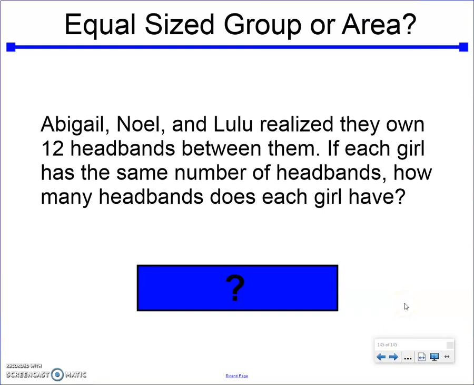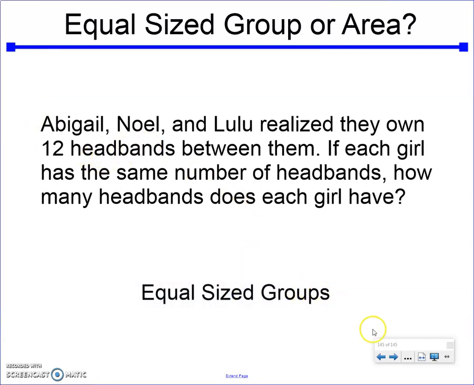Here's your last problem. Abigail, Noelle, and Lulu realized they own 12 headbands between them. If each girl has the same number of headbands, how many headbands does each girl have? Is this an equal-sized group or area problem? This one's a little bit tricky because there's only one obvious piece of information, that there are 12 headbands total. But I bet you realized right away that we're not finding the area of anything. So this is clearly not an area problem. You probably then realized that the girls, Abigail, Noelle, and Lulu, are containers because they each own headbands. They're the groups. So this is clearly an equal-sized group problem.